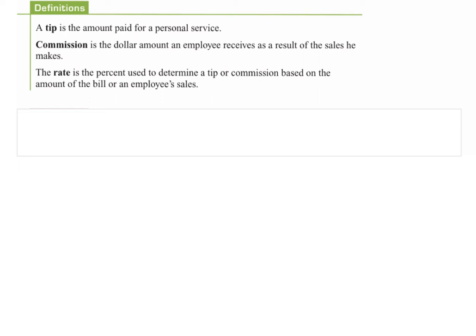If I say, what is the tip? You would say we tipped $12, but that is based on the percentage of what the meal cost. If they say, what is the commission? They're talking about the dollar amount. The commission was $300, but it's based on a percentage of a sale. The rate is that percent. So if they ask for the commission rate, or the rate or percent of the tip, then you're talking about the actual percent amount versus the dollar amount. If they say tip or commission, they're asking for a dollar amount. If they say the rate, they're asking for a percent. So let's look at these examples here.